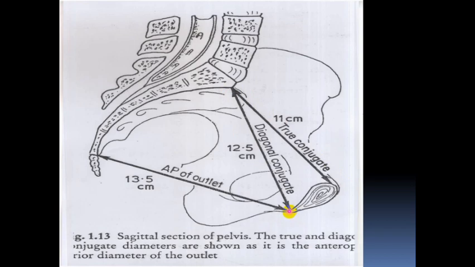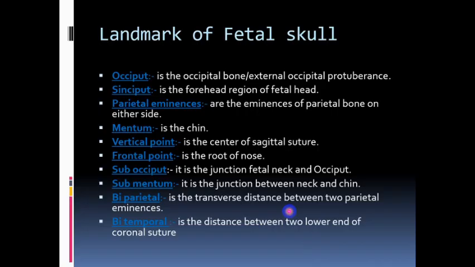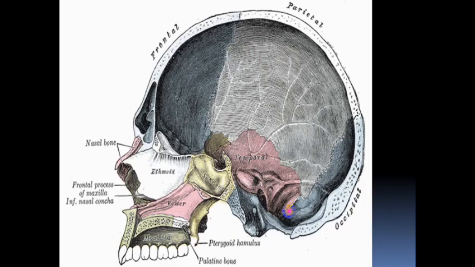These are the things that you have to know regarding the female pelvis, the types of the female pelvis, the diameters of the pelvic inlet, pelvic cavity, and the pelvic outlet. Then we will shift to the fetal skull. This is the fetal skull.